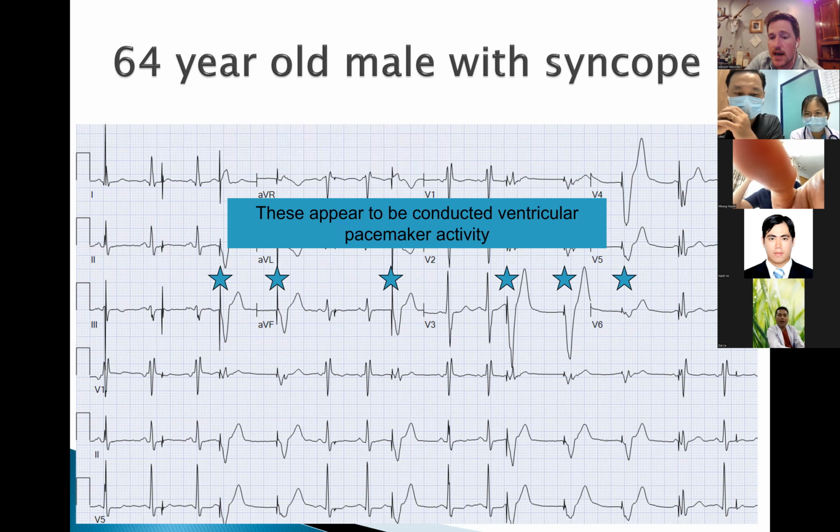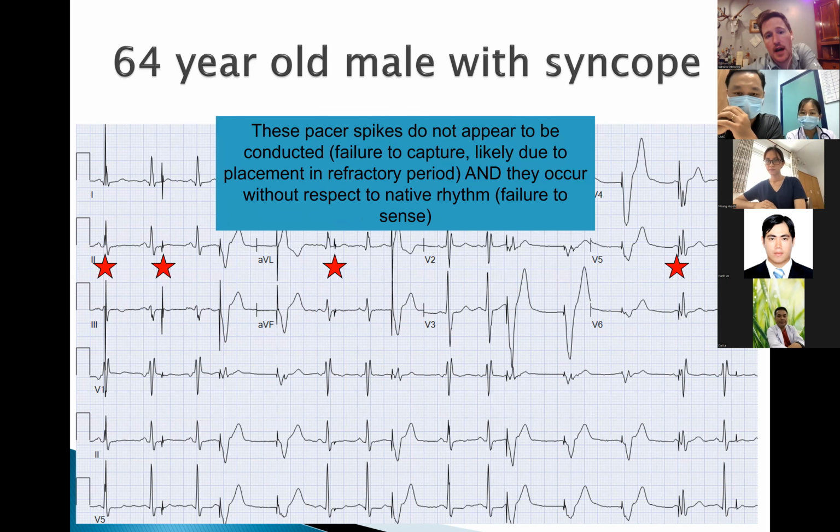So all the pacer spikes seem to be conducting appropriately. So we see the ventricular pacemaker. But then these pacemaker spikes do not appear to be conducted. So either it's a failure to capture, likely due to placement in the refractory period. These aren't conducted because they're in the refractory period of the patient's native beats, and they occur without respect to the native rhythm. So this issue is a failure to sense.